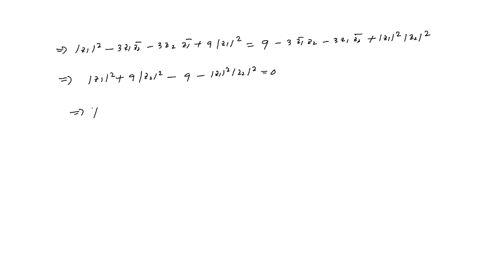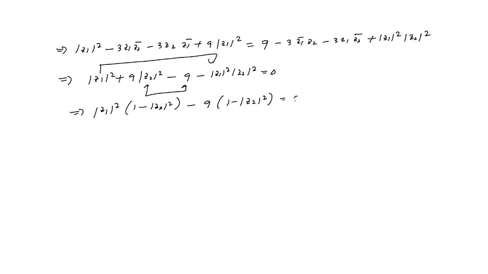We take mod Z1 square common from the first term and the last term, which gives 1 minus mod Z2 square. We take the second and third quantity, with common minus 9, so this also becomes 1 minus mod Z2 square, and the sum is 0. From this we can write: 1 minus mod Z2 square multiplied by mod Z1 square minus 9 equals 0.